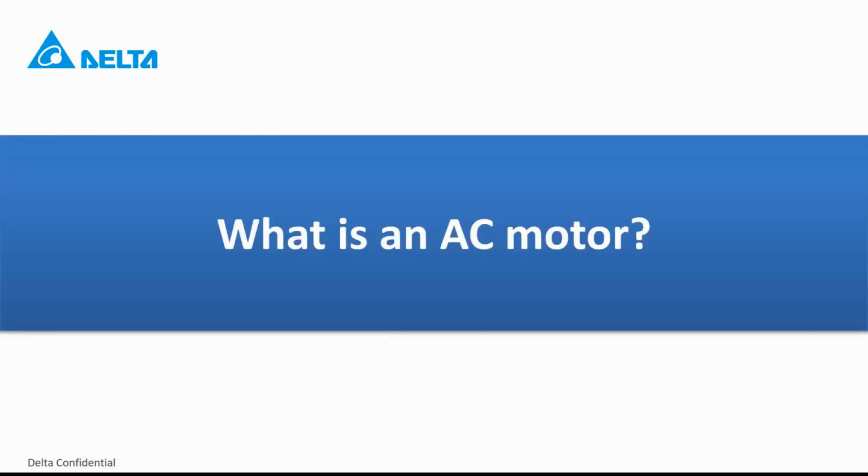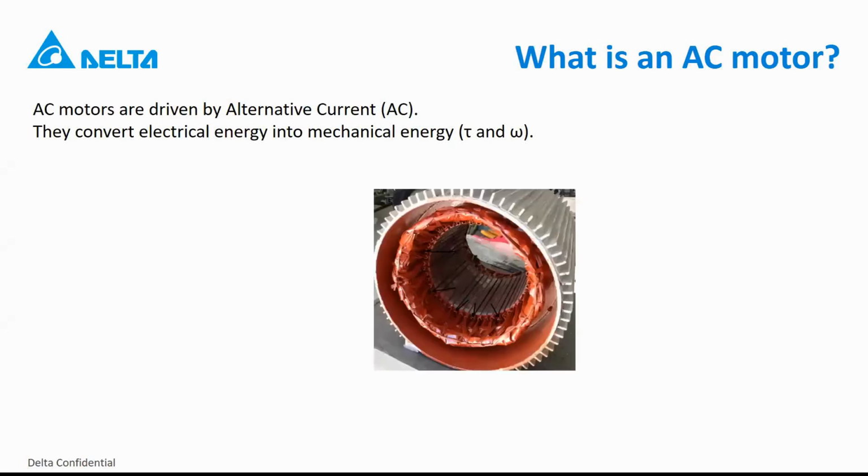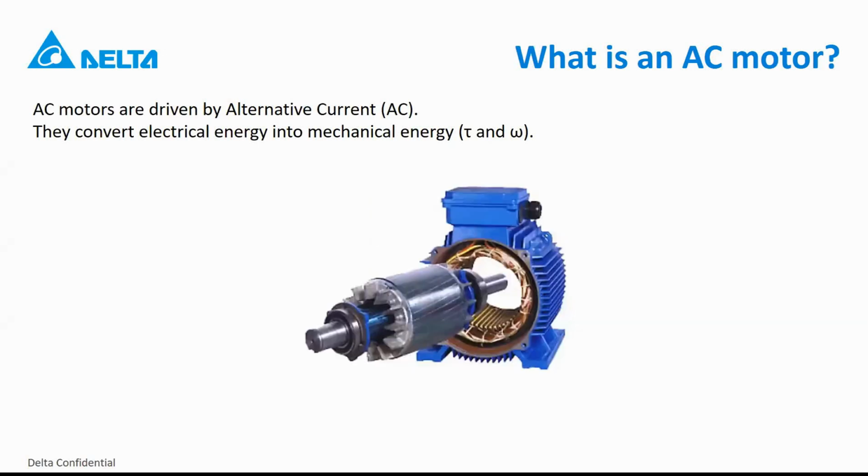So what is an AC motor, and why do we want to control the voltage and the frequency that is put on the motor? Well, you have quite a few different types of motors. You have permanent magnet motors, induction motors, and more recently you can also use synchronous reluctance motors. They're usually made out of a fixed part called the stator and a rotating part called the rotor.